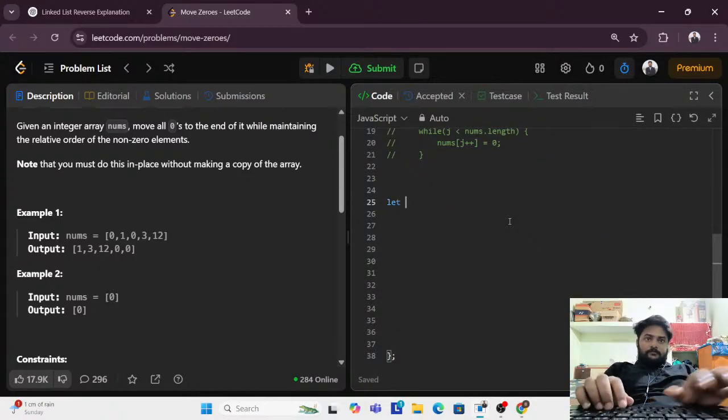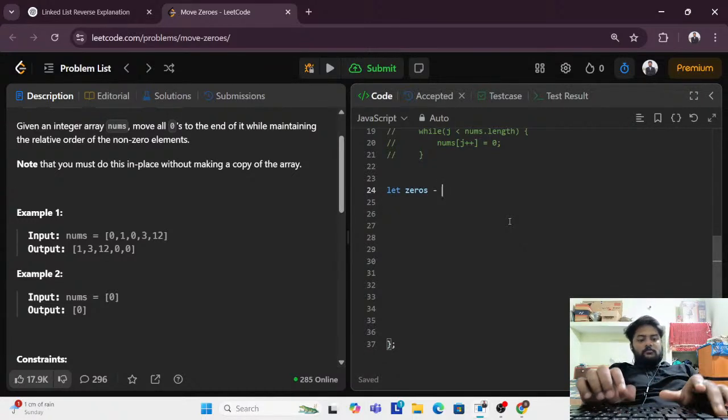Let zeros be the index, so anything you can say doesn't matter, right? But other than zero.